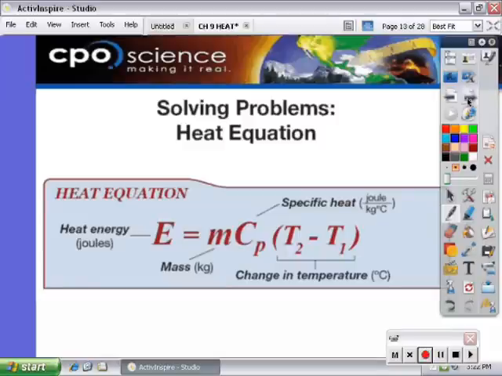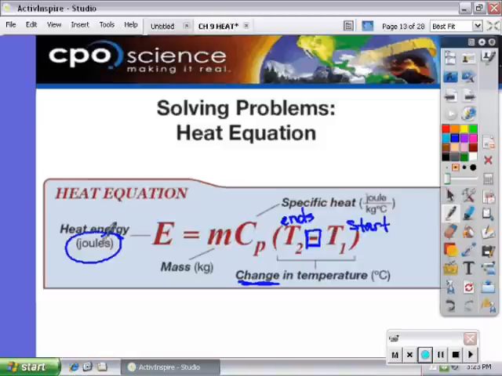We can solve heat equations and find out the amount of energy. This is the equation, so you need to know the mass of the object, the specific heat of the material, and the change in the temperature of the material. So T1 is the starting temperature, and T2 is what the temperature ends as, the final temperature. So you find the difference, the change in it, by subtracting them. Okay. And then you can find your amount of energy in joules.